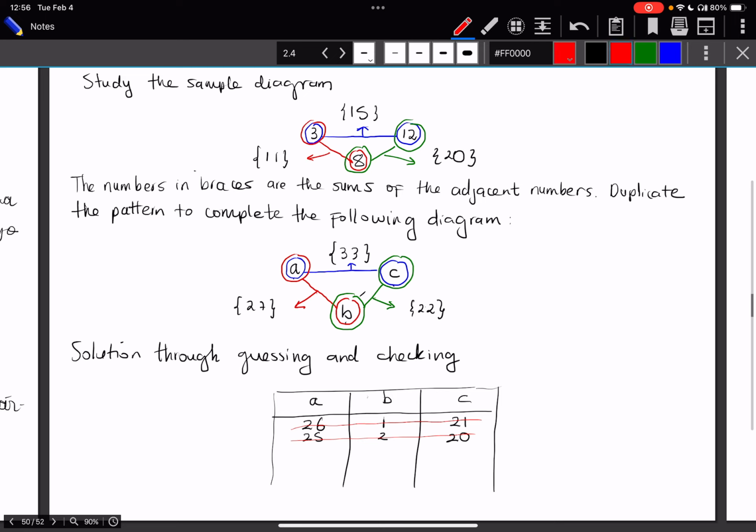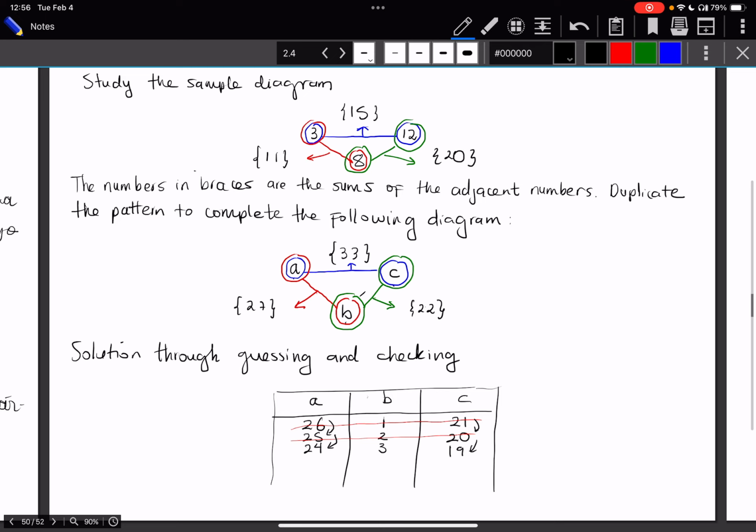We would continue with many guesses like this. Our next guess could be B equals 3. So with B equals 3, we continue, checking for values for A and C. A is going to be 24. We can see a pattern here: from 26 we went to 25. It makes sense that we go from 25 to 24. Here from 21 we went to 20. Here it makes sense that we go to 19. And we could check that out.